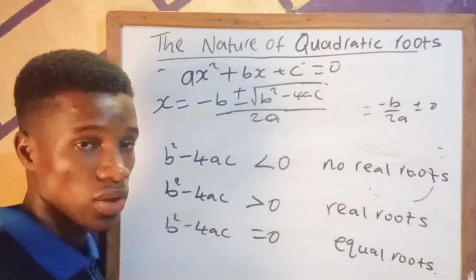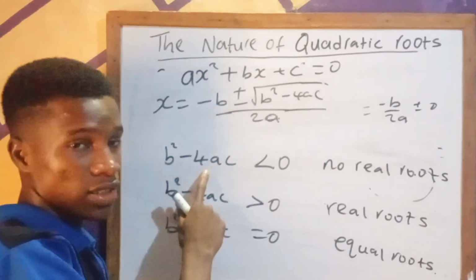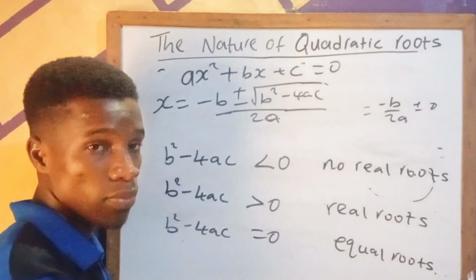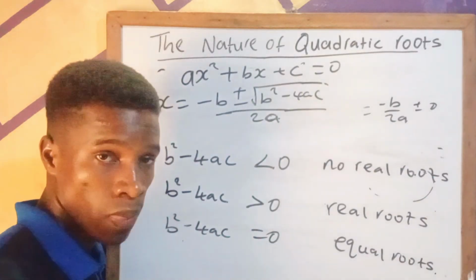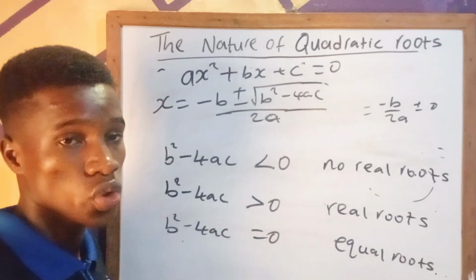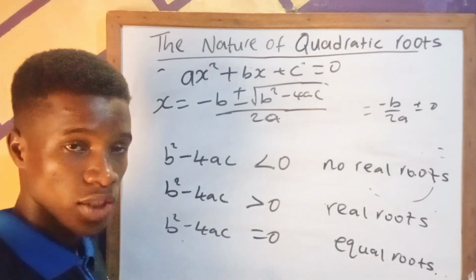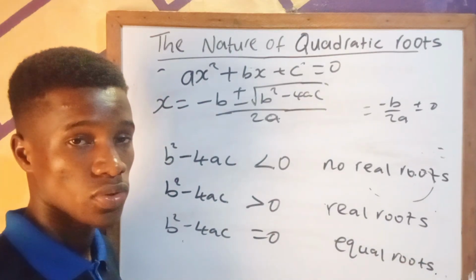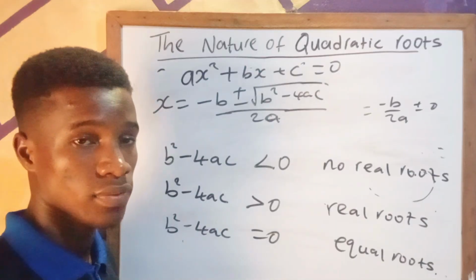So we proceed further to see examples of where these things apply. That means I'll give a quadratic equation and we check the discriminant and tell the nature of the roots before we go into solving it, so that before you even start solving, you really have an idea of what the solution should look like. So let's proceed to solving some quadratic equations using this.